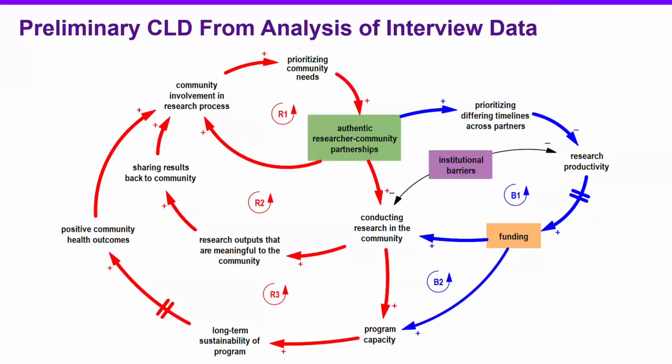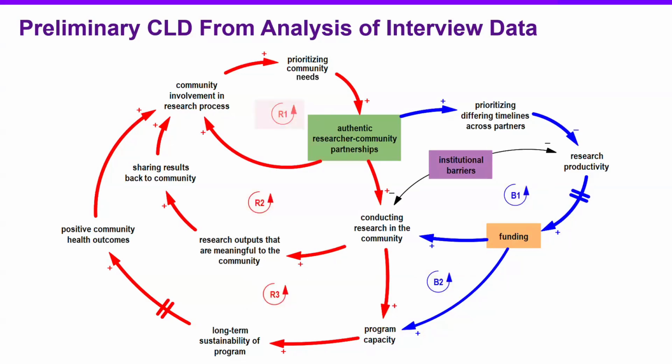So this is, again, an example of what a causal loop diagram can look like. So this is the preliminary causal loop diagram that we had developed based on our analysis of the key informant interviews. So you can see here that there are 5 feedback loops highlighted in yellow, all of which center around this authentic researcher community partnerships.